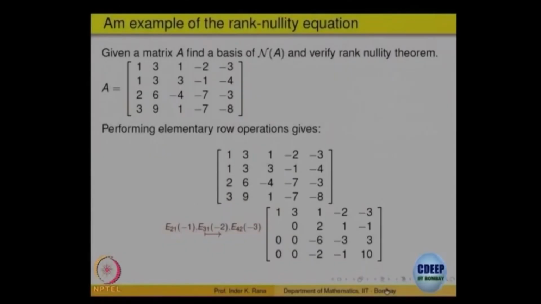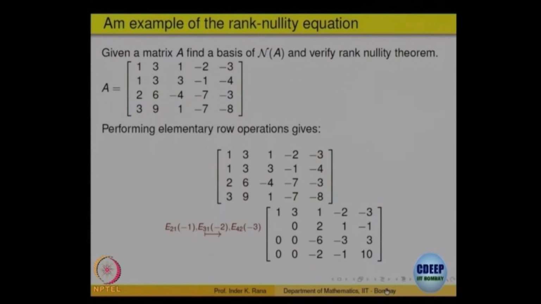Let us do one more example to get the hang of everything that we are doing. So, you are given a matrix A which looks like this. What is the order? It is 4 cross 5, right. What we want to do is verify the rank nullity theorem.